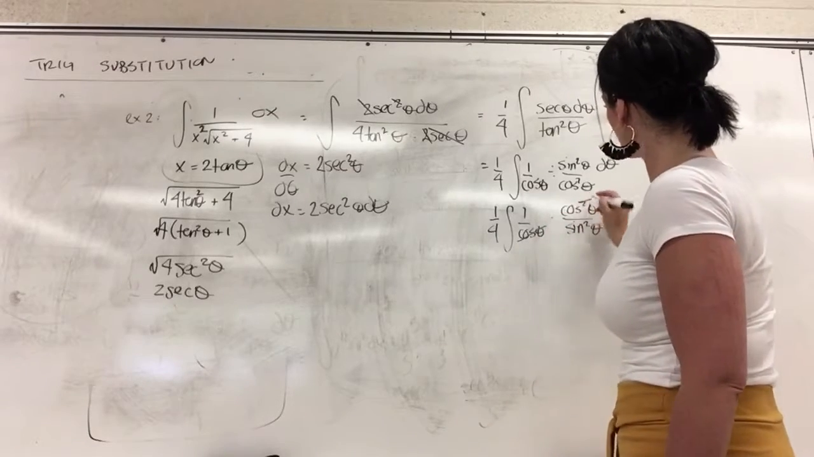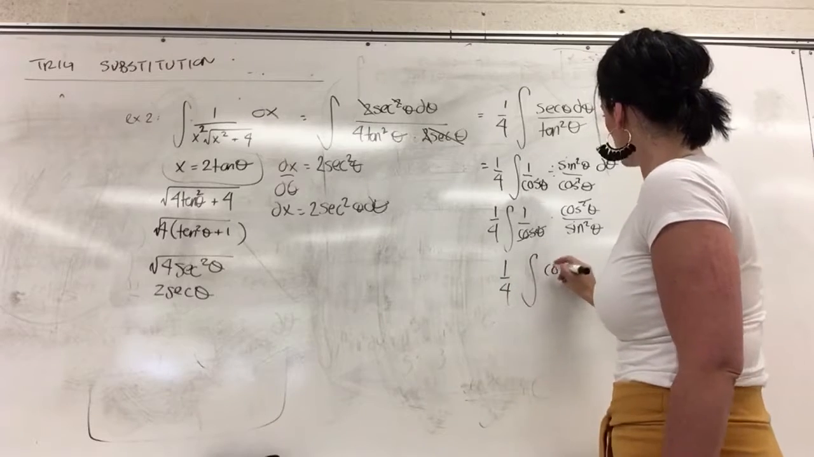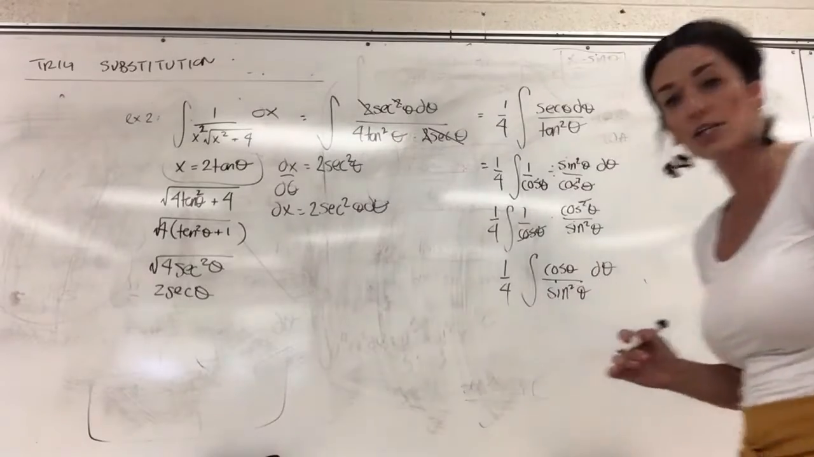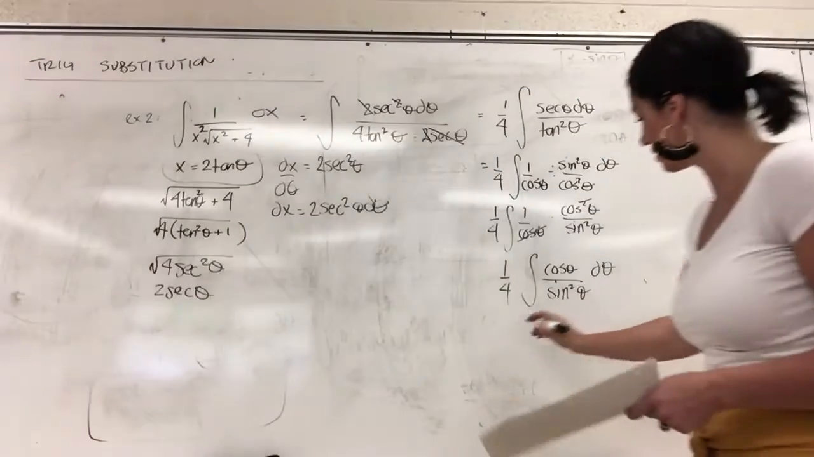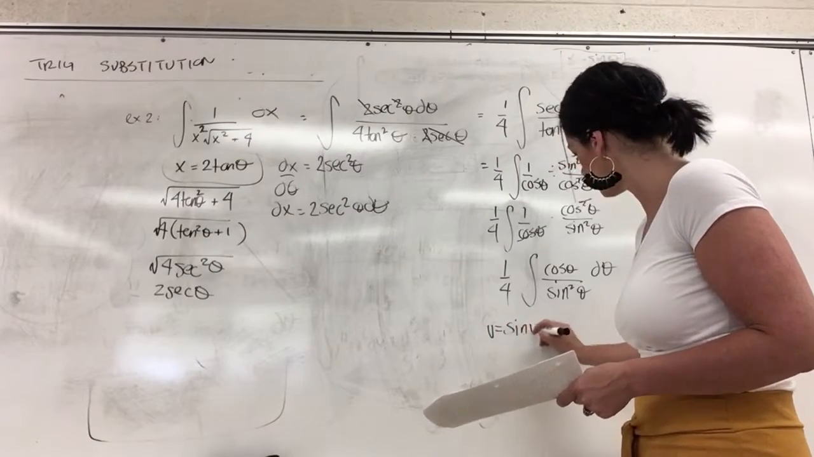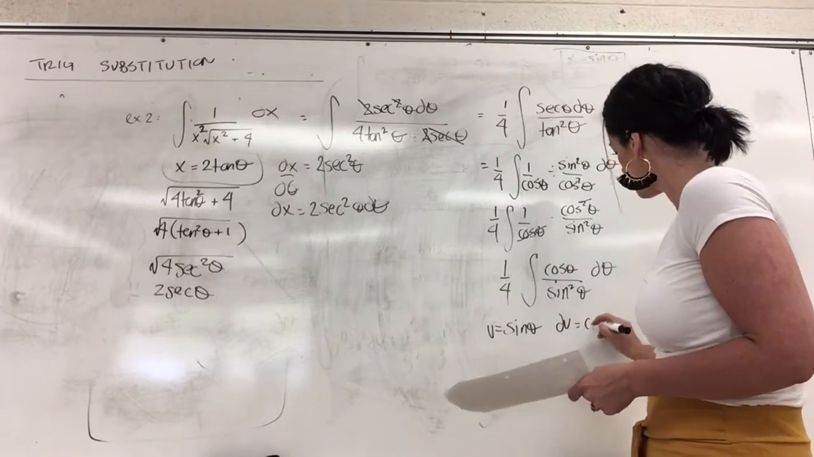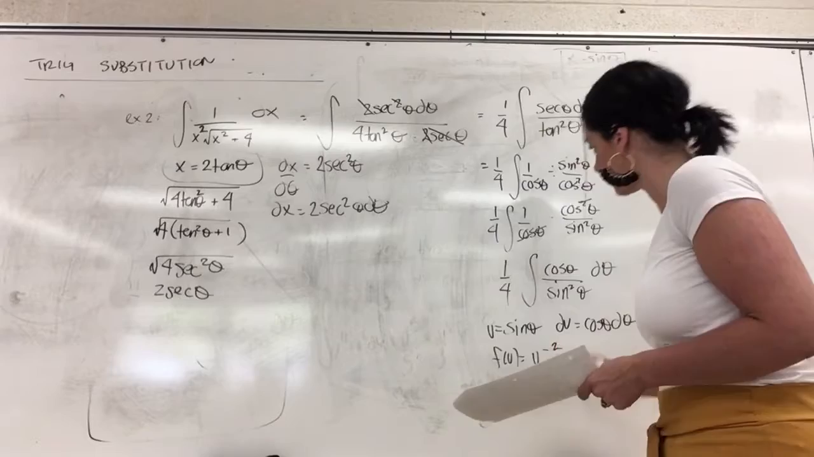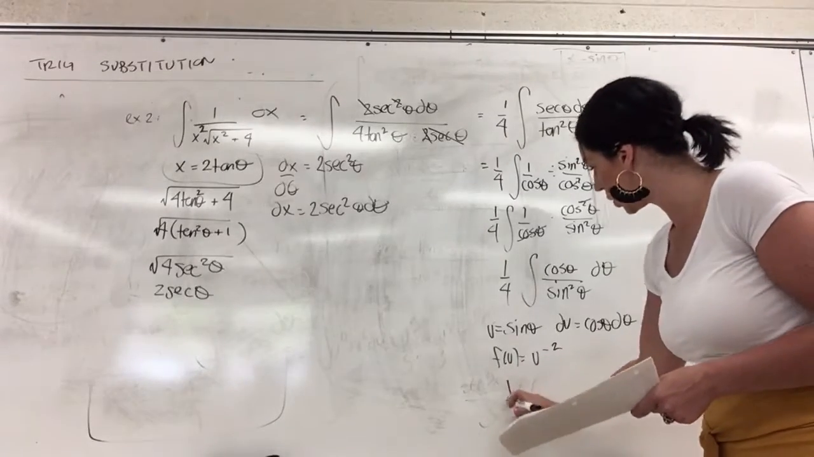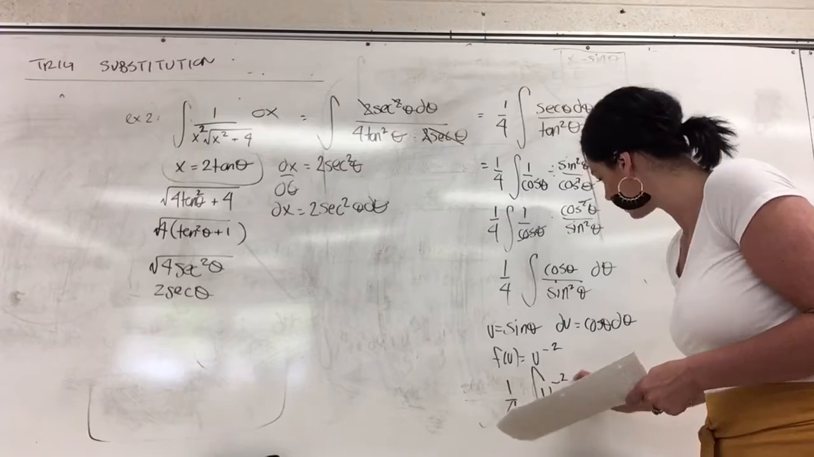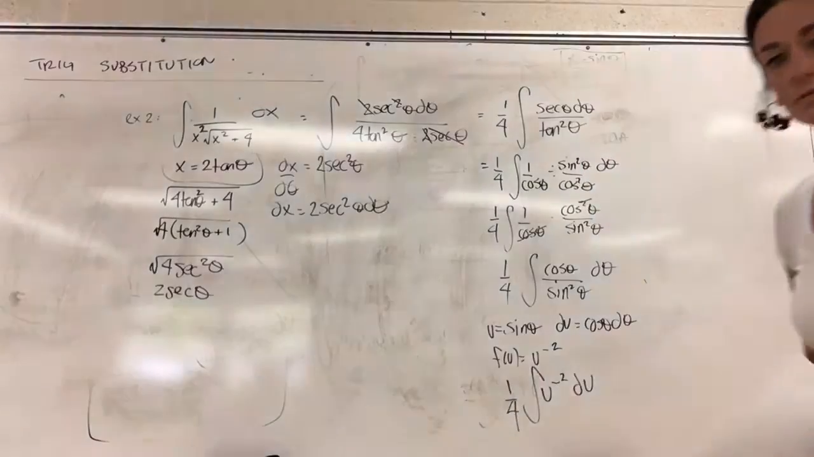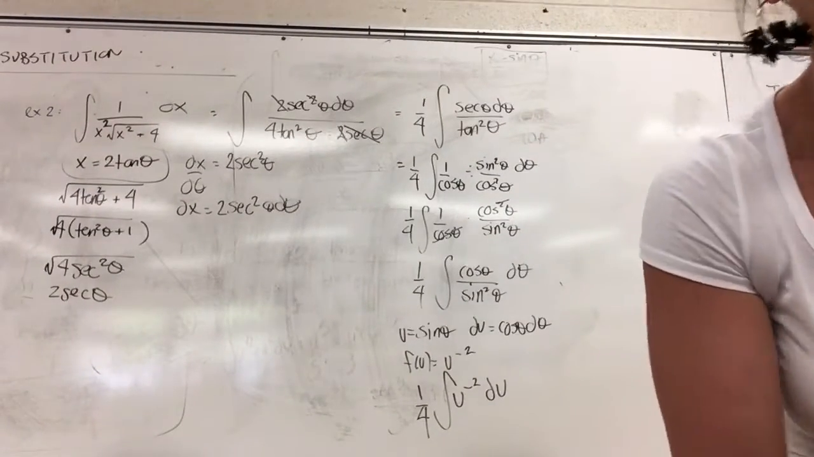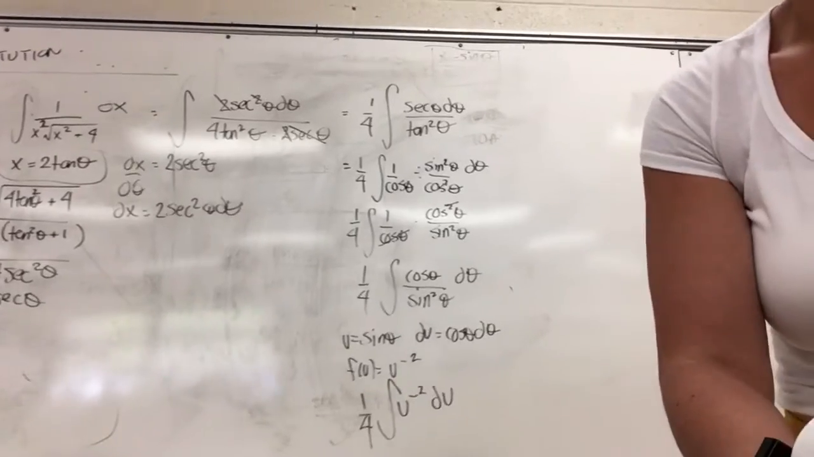Then I'm going to cancel that with that. So I end up with a quarter cos theta over sine squared theta. And I've actually manipulated it into a u du situation. So u is sine theta, du is cos theta d theta, and f of u is u to the negative 2. So I can do a quarter integral u to the negative 2 du. You know it's a good question when you need more than one board to do the question. Okay, so we're going to keep going.